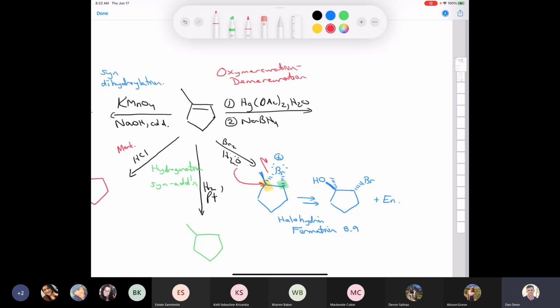Okay, it's a two-step process. First step is using mercuric acetate and water, and the second step is using sodium borohydride.